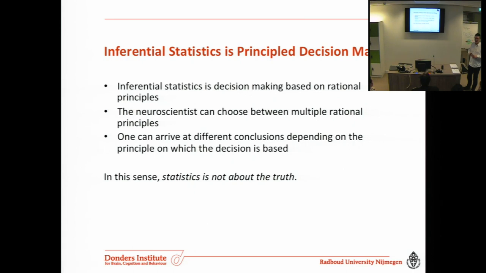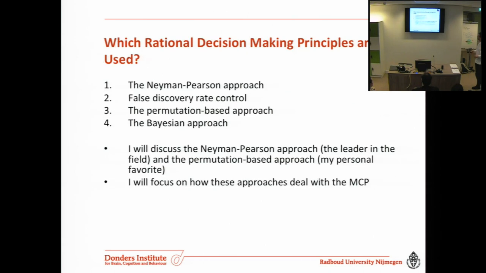And people can very much disagree at that high level. Now, philosophers don't give you tools, statisticians give you tools. But statisticians only give you tools for a particular rational decision-making principle at the time. I will discuss two principles with you today. So here is a list of the four which are most popular in neuroscience.